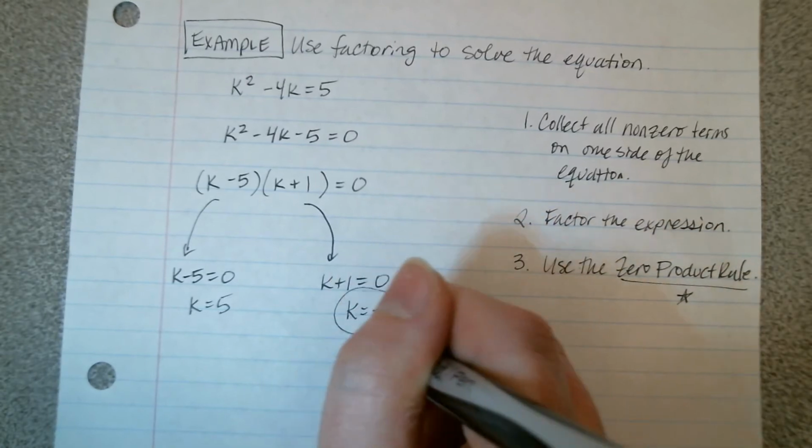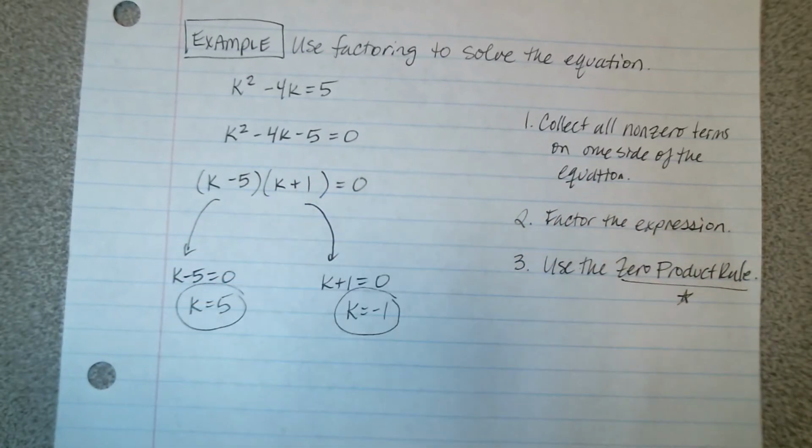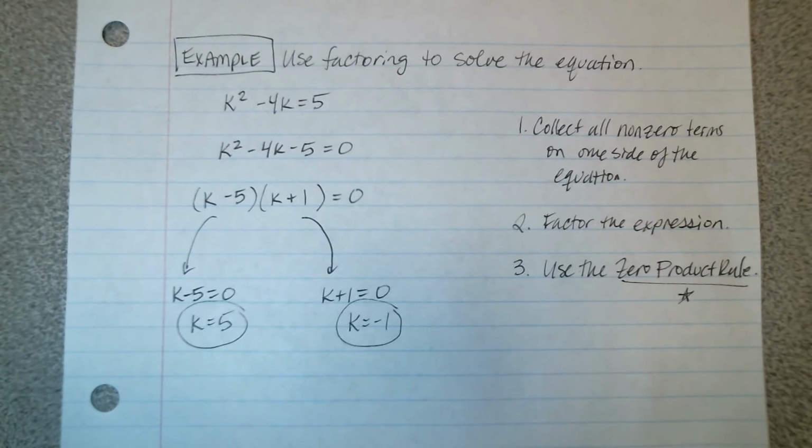And so this quadratic equation actually has two solutions. k could be 5 or -1.